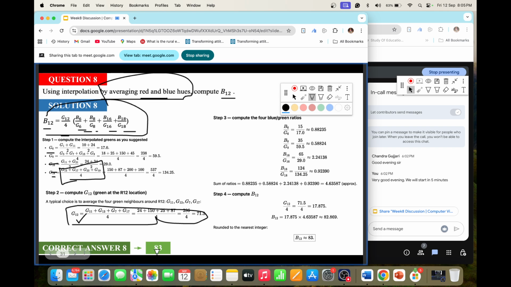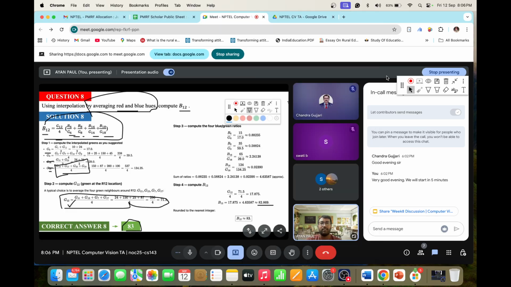And our answer is coming approximately 82.869, so approximately it is coming 83. Okay, so this is how we will solve it. So is it clear? A direct formula you can solve it. Is it clear? Clear, right?